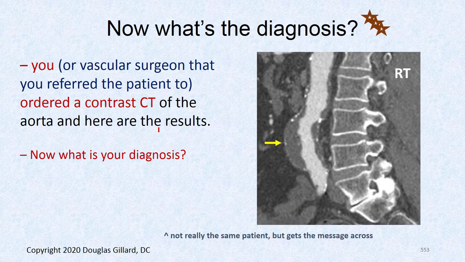We could do a CT myelogram. This isn't the same patient, but you get the idea. There's the true lumen filled with contrast. And you can see the true lumen's getting a little squished here, isn't it? Not too bad. But what do you see here? What's this? Yeah, that's the false lumen. So this is a big dissection.